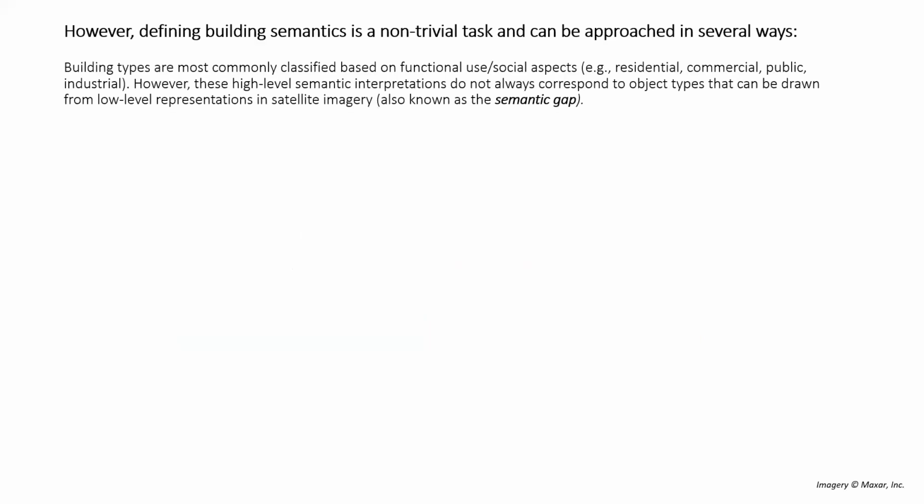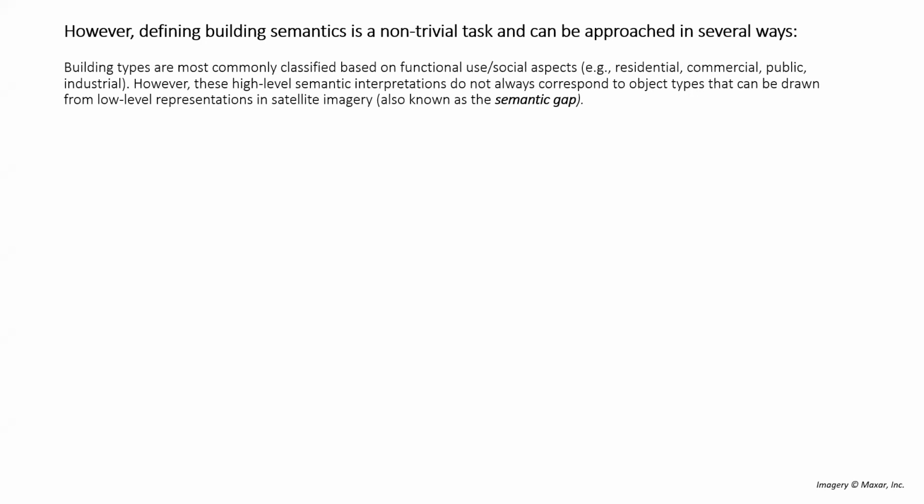But when it comes to buildings, defining their semantics is not so trivial. It can be approached in a number of ways. So in geography, urban planning, GIS, for example, building types are most commonly classified based on their functional use. Like, is this residential, commercial, public, industrial?